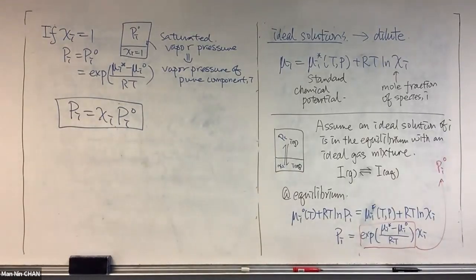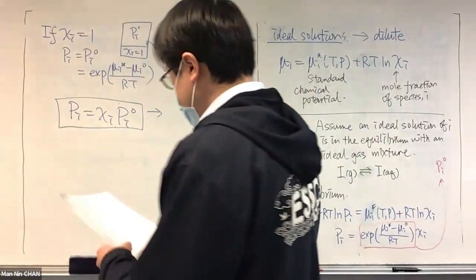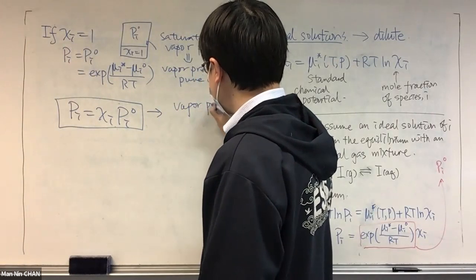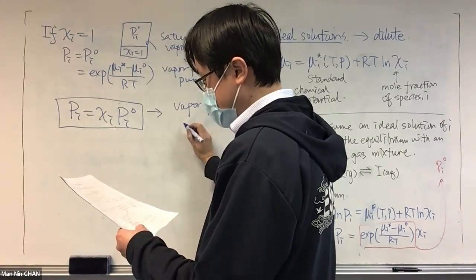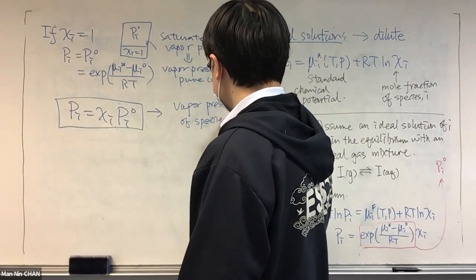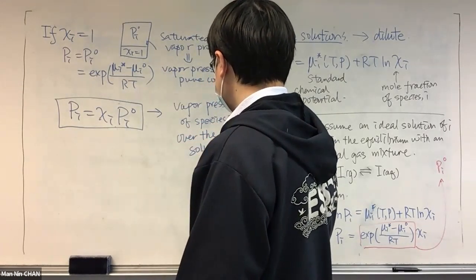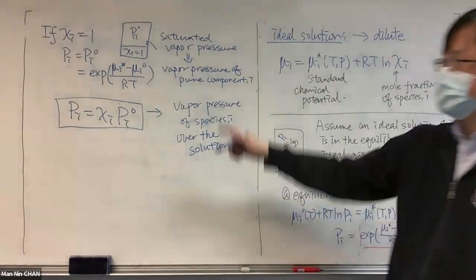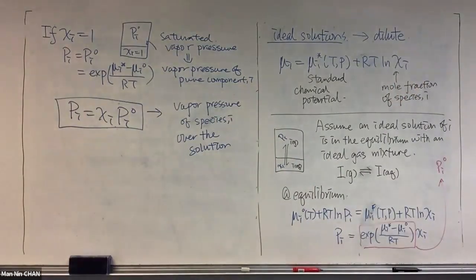So this is different. I think this is different from what you mentioned in your question. But the idea is this equation more likely tells you the vapor pressure of a species i over the solution. So if you know the concentration of the solution, and at equilibrium, you can predict the vapor pressure of the species i here.